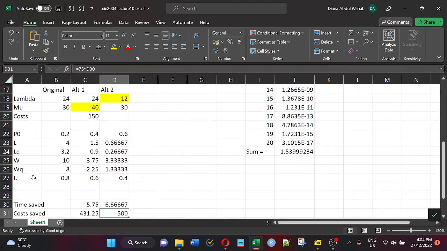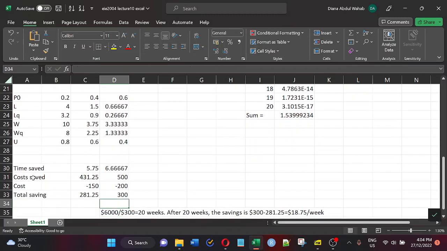Because you are able to save 6.6 minutes, we multiply this with $75. So 75 times 6.667, you get 500. And then this 500 you need to minus 200, because every week you need to pay this new employee and the new counter with 200. So actually you are able to save $300 per week.